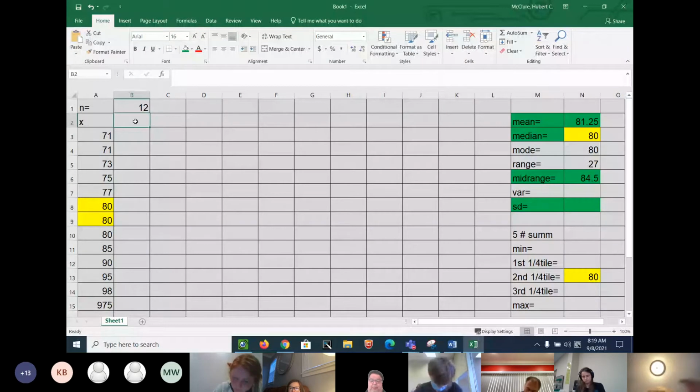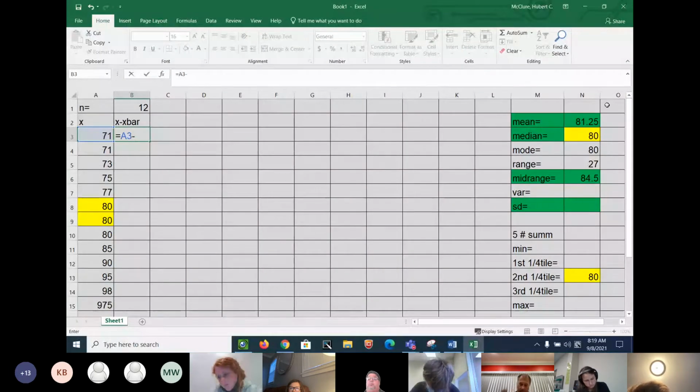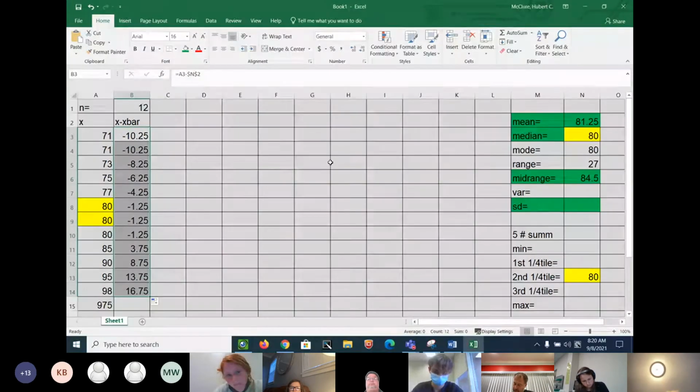X minus X bar. 71 minus 81.25. And I'm going to copy that down. Y'all need to put this in your notebook so you'll know what you're actually doing, so you don't forget. I usually tell students to do the first number, the middle numbers, and the last number if you don't want to do all of them in your notes. So that way you know what you're actually doing. You can fill in the other ones later.